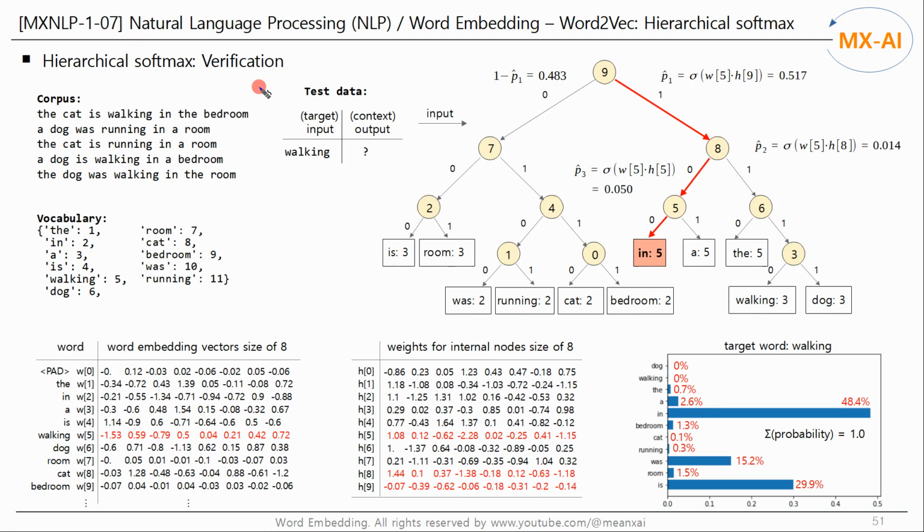Next, let's verify the results. Let's see what happens when we feed this test data into the trained model. Let's say the parameters W and H of the trained model are as follows. The size of each parameter is set to 8. The index of the input word walking is 5. Since the root node ID is 9, we calculate the dot product of W5 and H9.